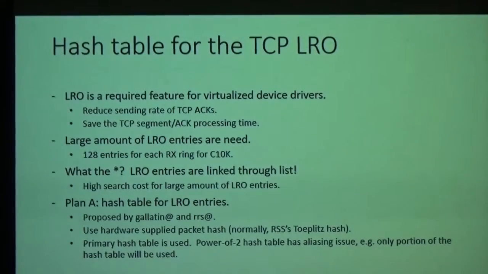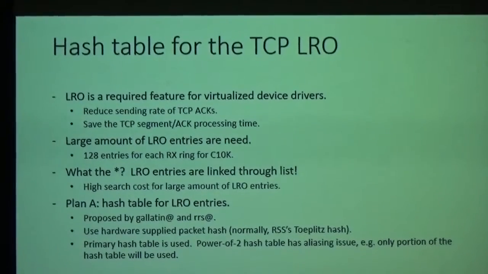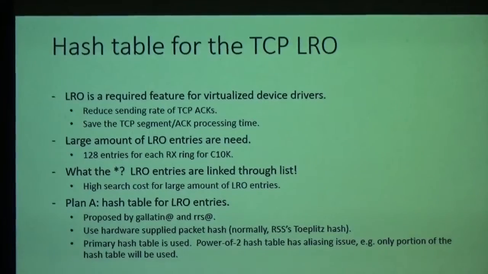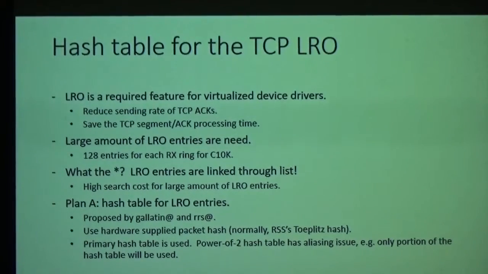Let's talk about the solution. There are actually two types of improved LRO that we can use. The first, which is currently the default method we have deployed on FreeBSD, is the hash table. The hash table is pretty obvious. It reduces the search time, so the LRO entry lookup will be very fast.